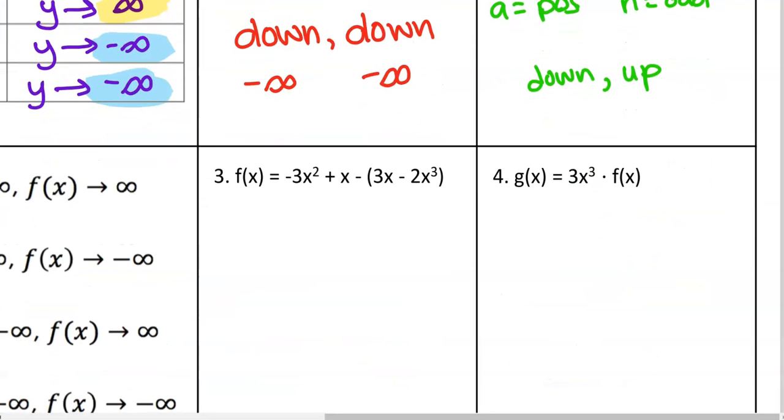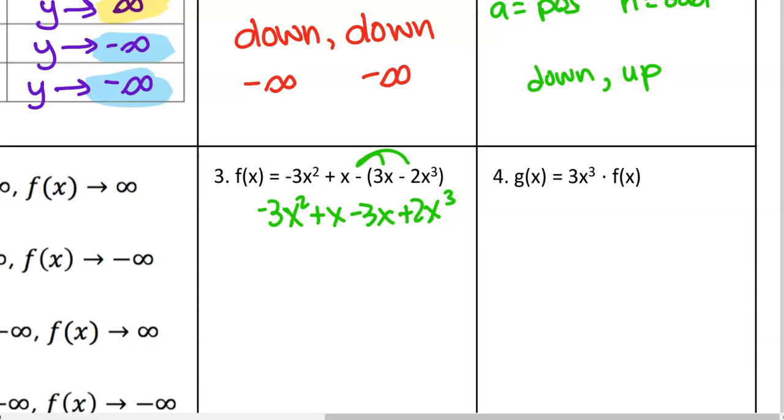All right, number 3. Negative 3x squared plus x minus 3x minus 2x cubed. Can't make any judgment, right? Not yet. We got to do some simplifying. So this is negative 3x squared. This is plus x, but this is now negative 3x and positive 2x cubed. How come? Why did their signs change? Yeah, we had to distribute the negative.